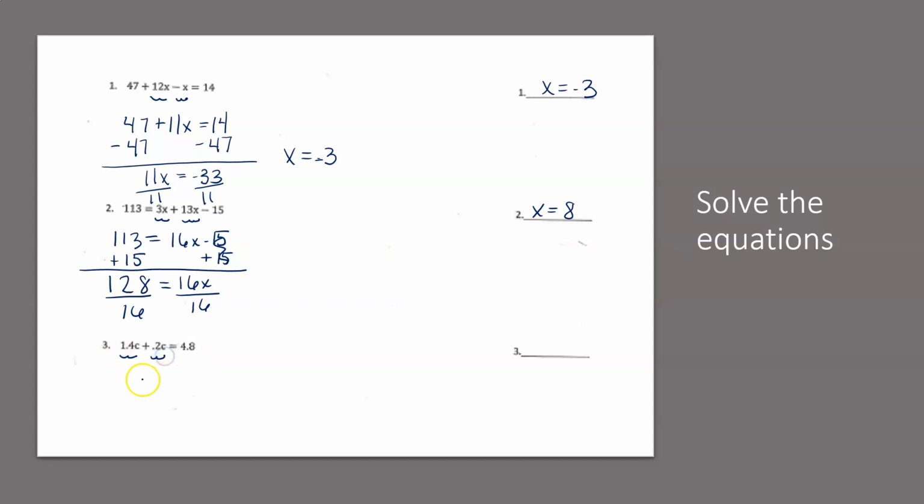Okay, these are just decimals. You use the same steps. I'm going to combine my like terms here. I have 1 and 6/10 c equals 4 and 8/10. I'm going to divide by 1 and 6/10. Same rules. So c is 3.